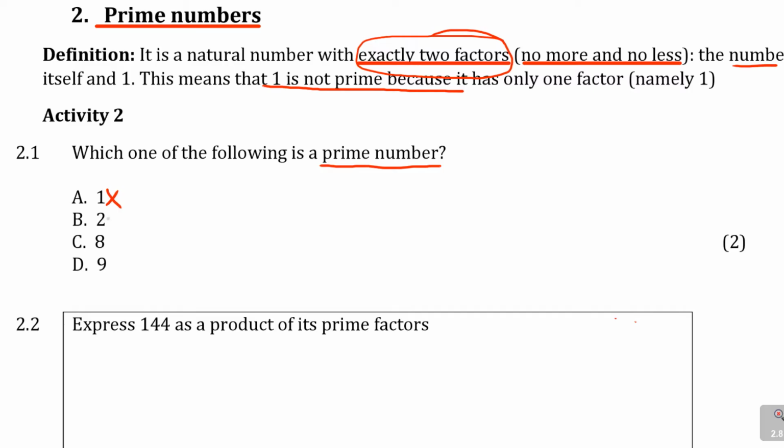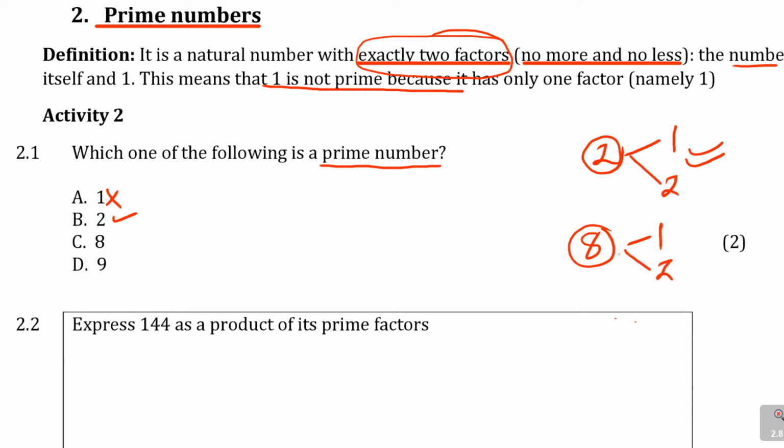And then the next one is 2. Let's look at 2. The factors of 2 are 1 and 2 itself. So 2 satisfies this condition. What about C? It says 8. Now let's look at 8. What are the factors of 8? You've got 1 can go into 8, 2 can go into 8, 4 can go into 8, and 8 can go into 8. The moment there is more than two, it is not a prime number.